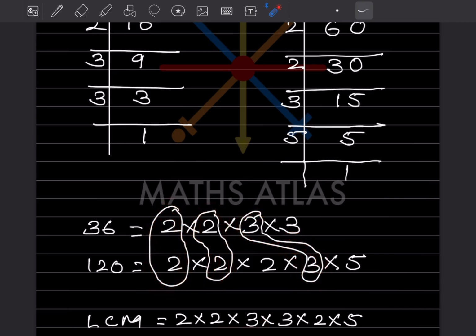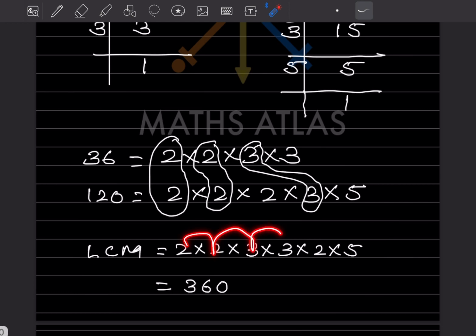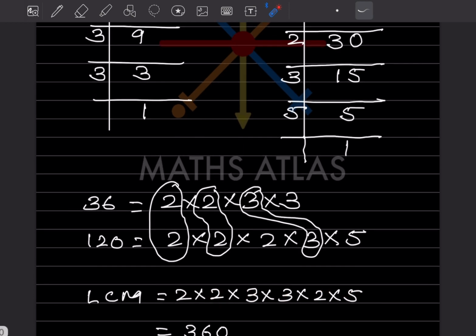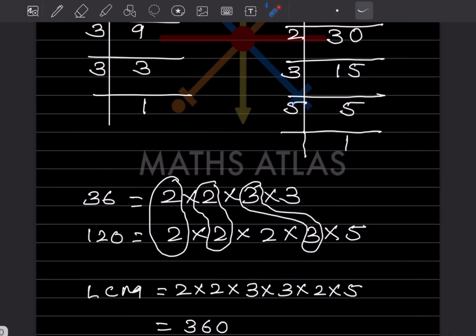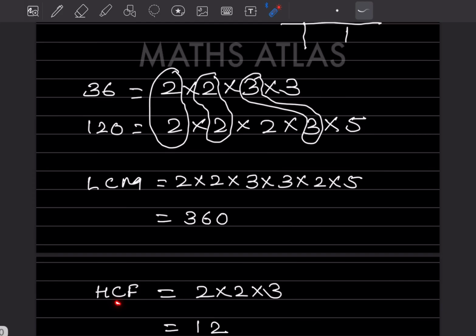And now what is remaining? These are the uncommon ones. So while multiplying, you are going to multiply all of this, so that is going to be 360. And now we have to find out the HCF as well. For HCF, we just take the common factors. So HCF will be 2 into 2 into 3, which is going to be 12.